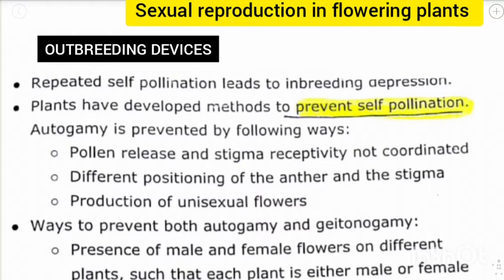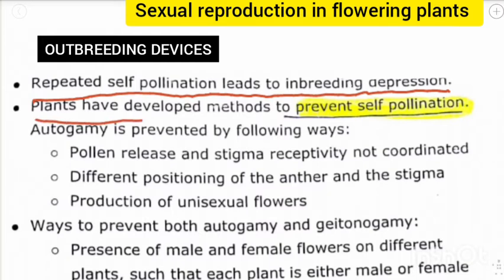Repeated self-pollination leads to inbreeding depression. Continued self-pollination may lead to the weakening of the species, or the variety may go down. This is known as inbreeding depression. Development does not take place well in self-pollination, so plants have developed important methods to prevent self-pollination.